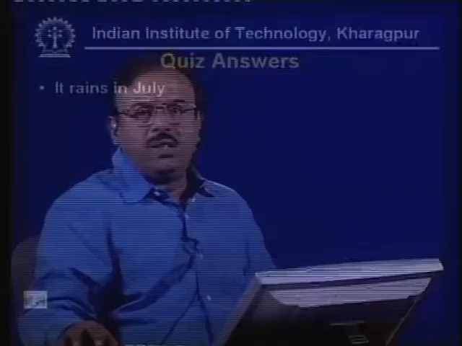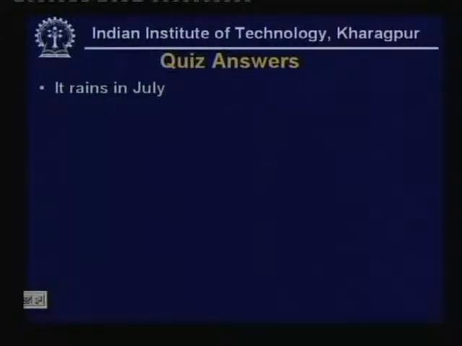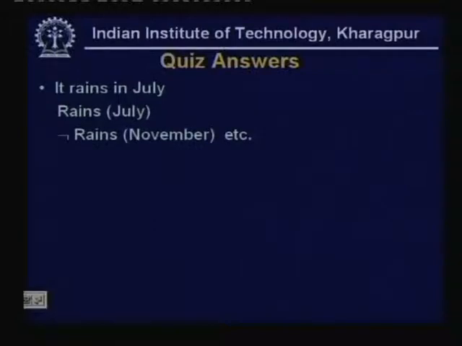Now, instead of going into all the problems that were given, I will rather give you some examples. The first problem was, it rains in July. How do we represent this in propositional logic? This is really a simple case. We can say rains July. That is sufficient to say that it rains in July. Similarly, if the statement was that it does not rain in November, we could have written it as not rains November, etc.